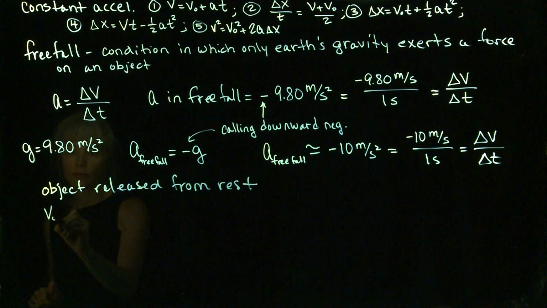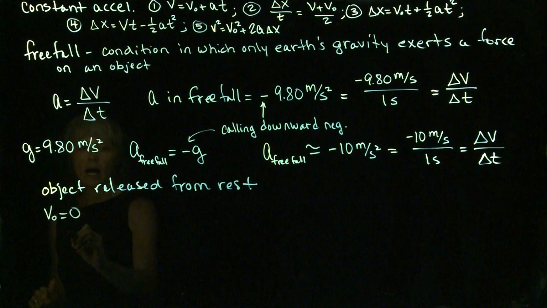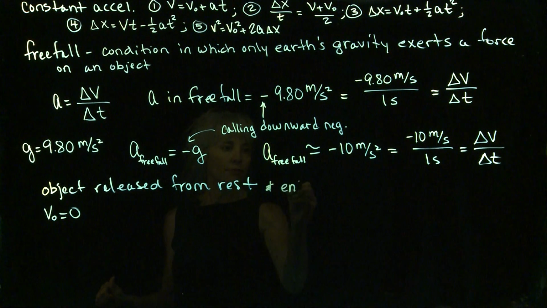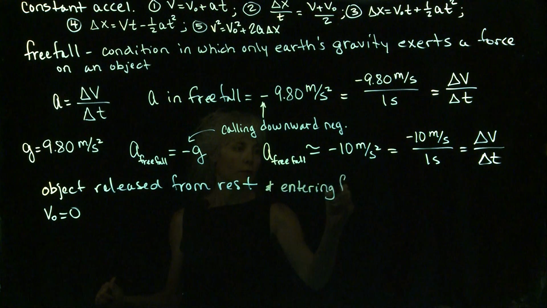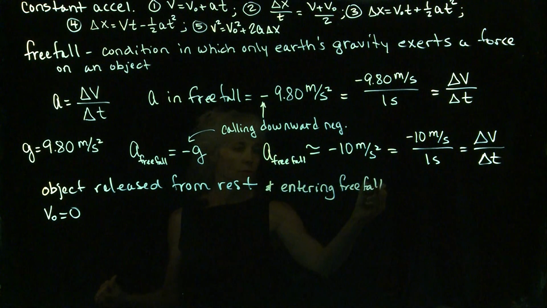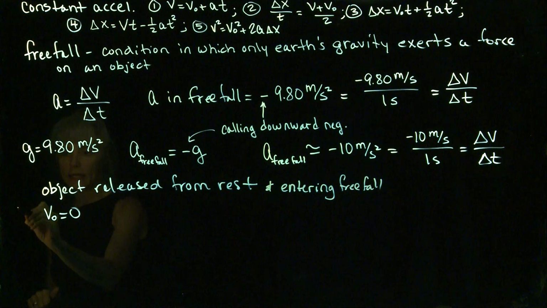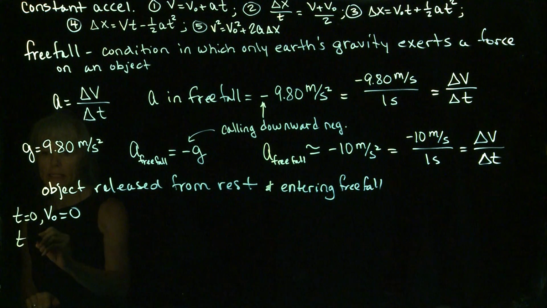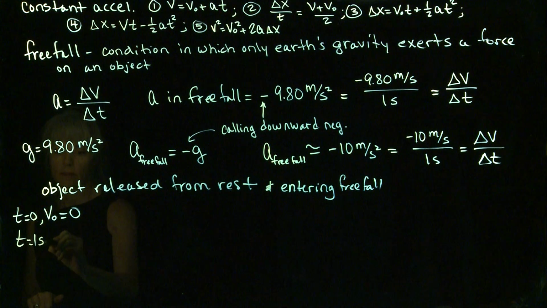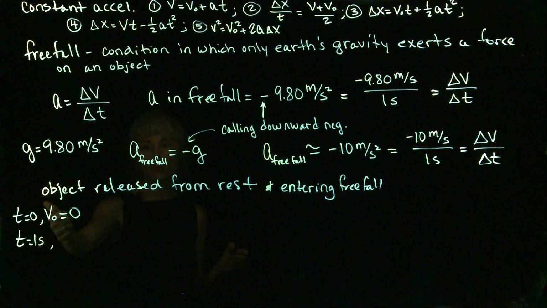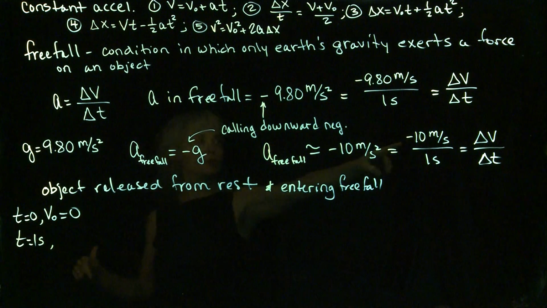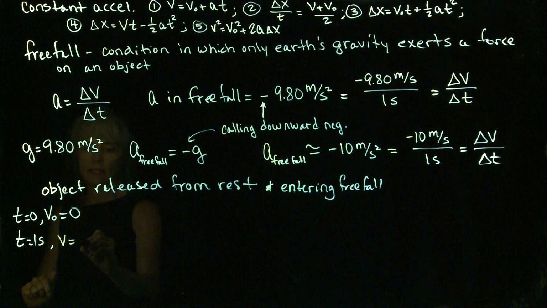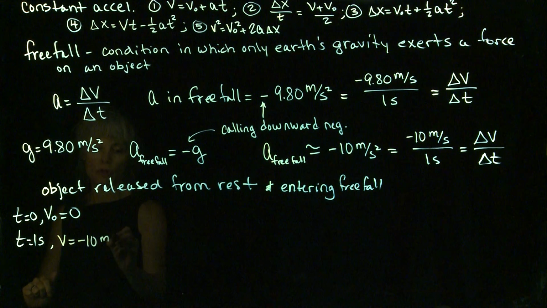So the initial velocity is 0. What's the velocity, let's say, entering free fall? Okay, so the initial velocity at time t equals 0 is going to be 0. What about at t equals 1 second? Well, the velocity has to have become more negative from 0 by 10 meters per second over that 1 second. So then the velocity at 1 second is going to be minus 10 meters per second.